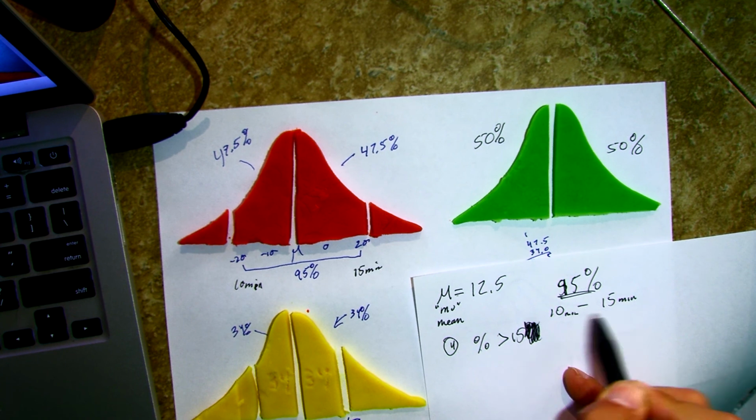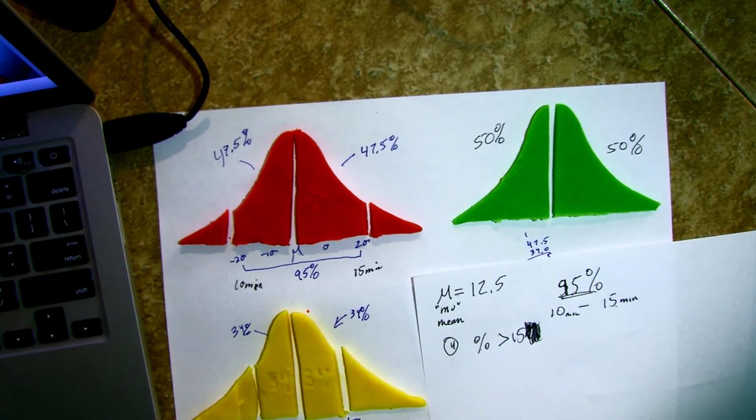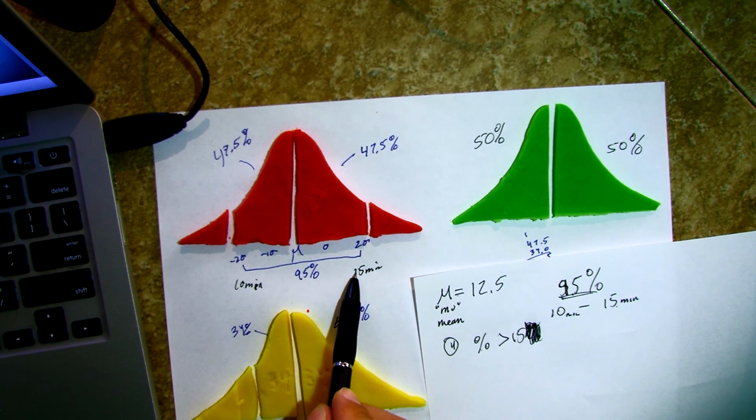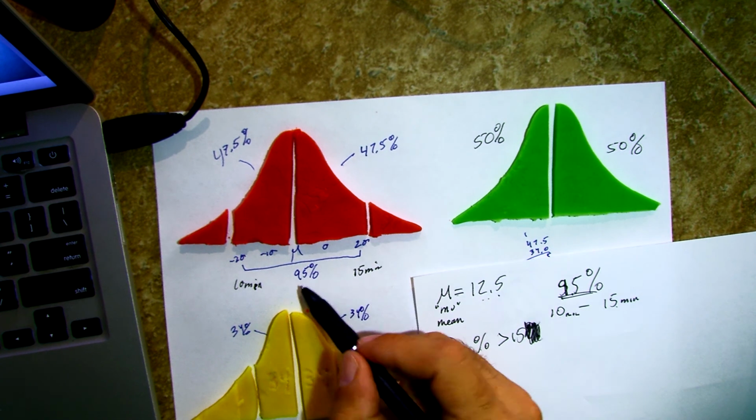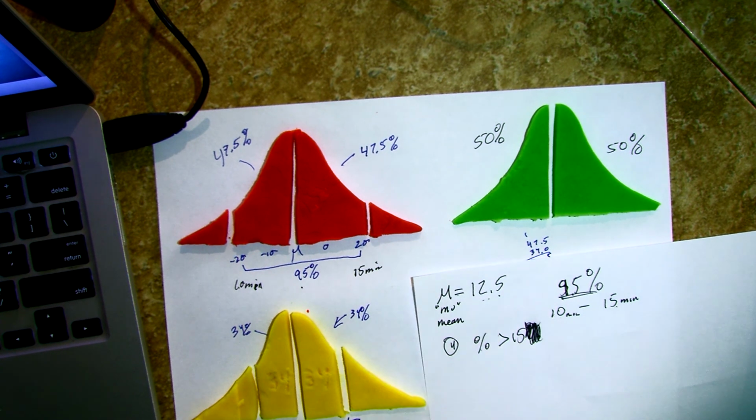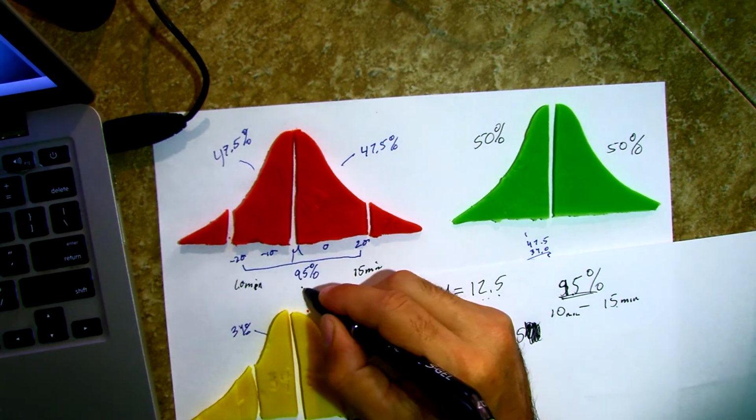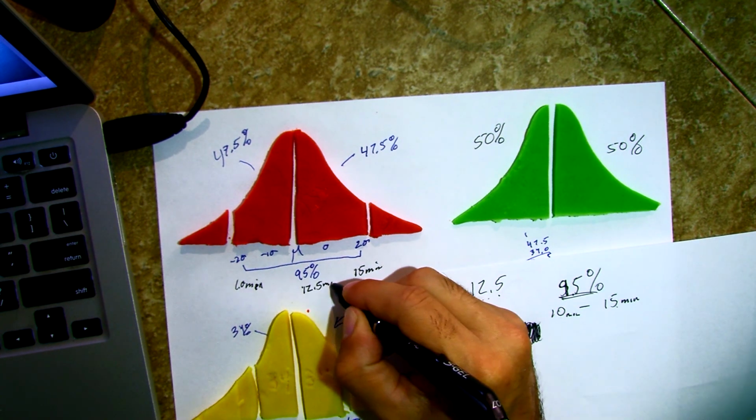Perfect. Between 10 and 15 is 95%. So because we're studying standard deviation, we're going to assume we're talking about 2 standard deviations from 10 to 15. And I also look at that. Would that put mu in the middle? 12.5. Yeah, 12.5 is right between 10 and 15. So I know that's how it's going to work out. This is 12.5 in the middle.